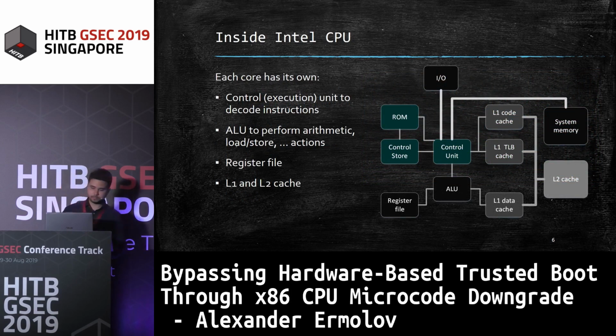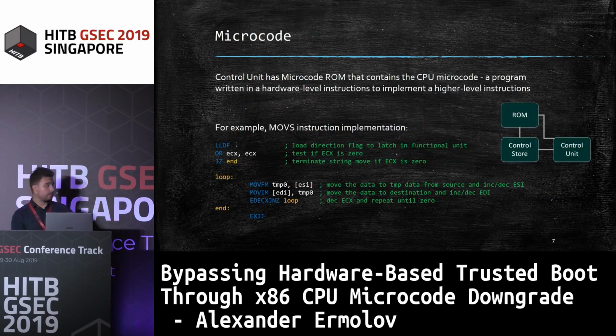Each core has its own control units and arithmetic units to decode instructions and perform arithmetic operations. Also, each core has a register file and level 1 and level 2 caches. So, what is the microcode actually?